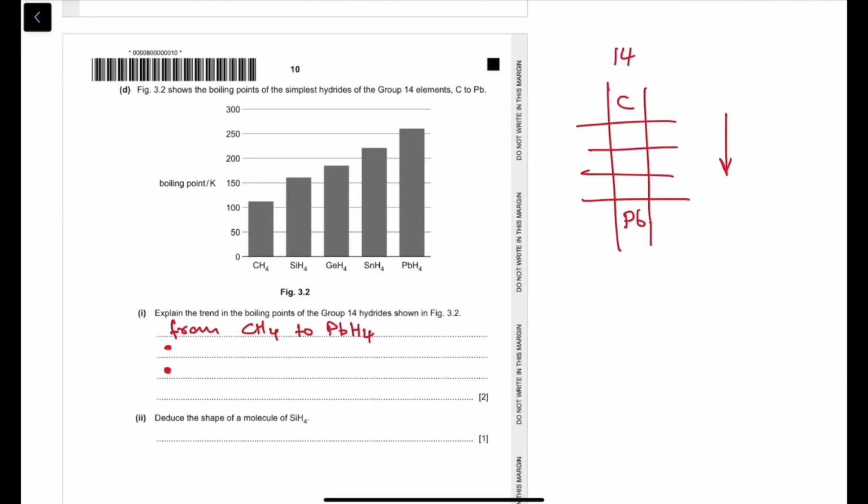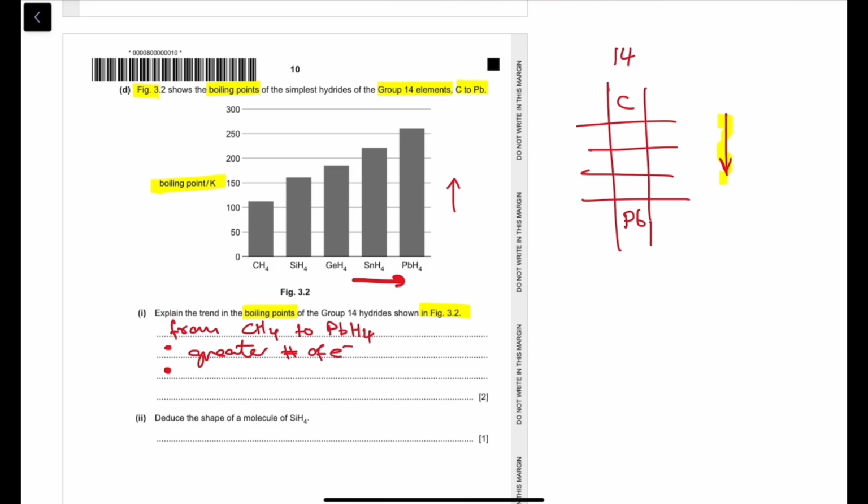Part D. Figure 3.2 shows the boiling points of the simplest hydrides of the group 14 elements, C to Pb. Explain the trend in the boiling points shown in figure 3.2. So as you can see, as you go down the group, the boiling point increases. This is because as you go down the group, the atomic number is going to increase, and so will the number of electrons.